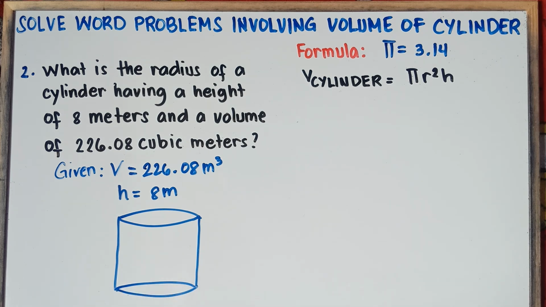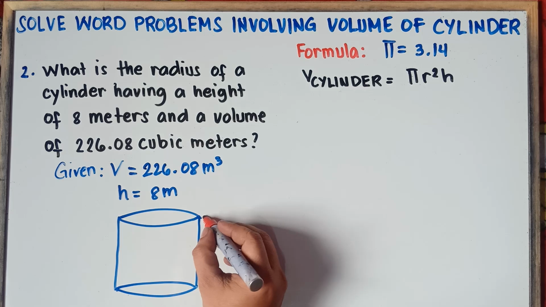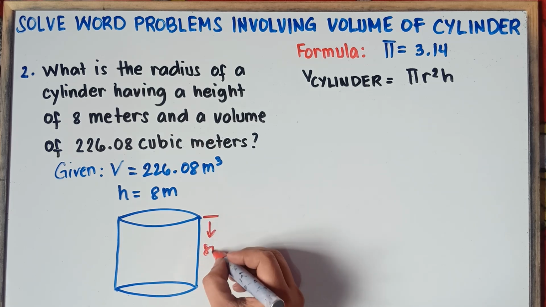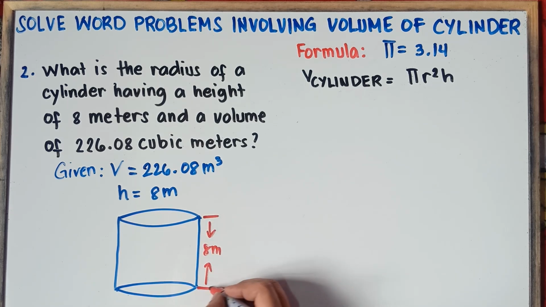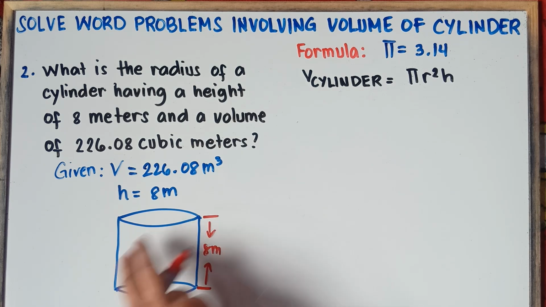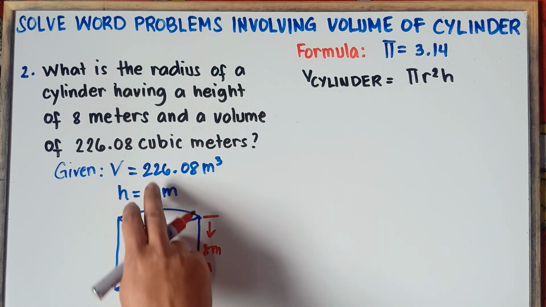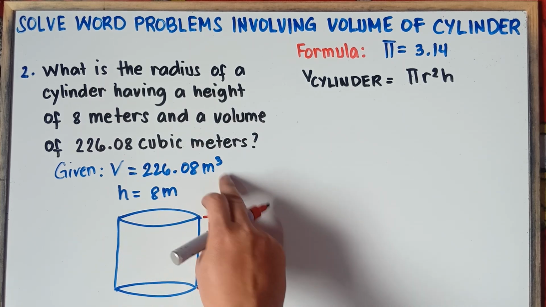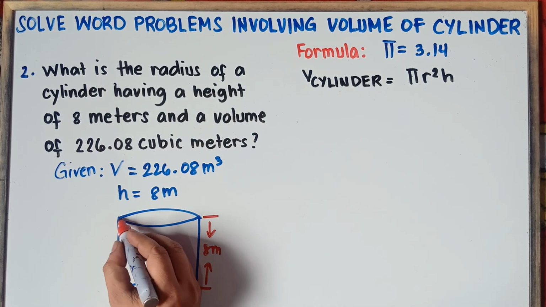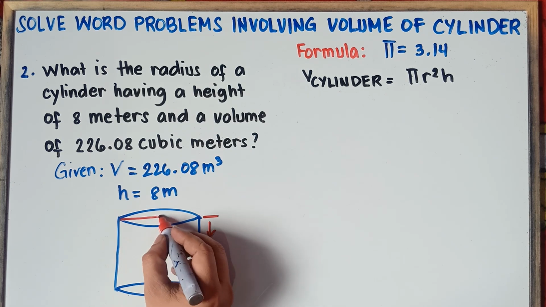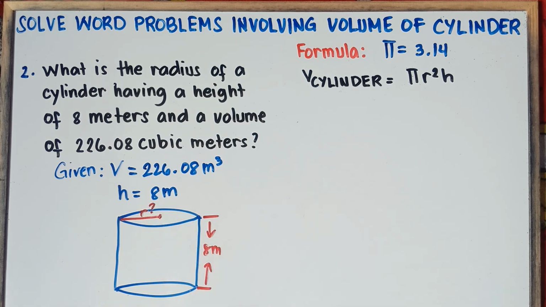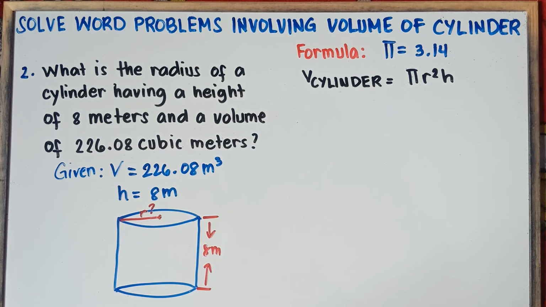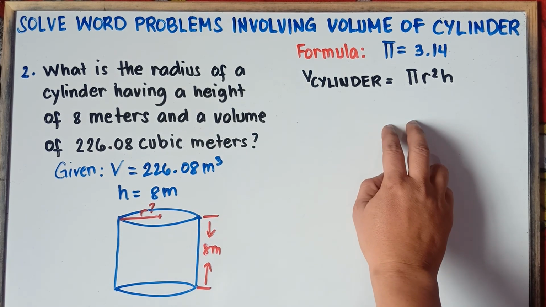Alright, so once again, we have given height, that's 8 meters. So this is the height. And the volume of this given cylinder is 226.08 cubic meters. And we're told to find the radius. So we don't have the value of the radius. Now to find the radius, class, we'll be using this formula.